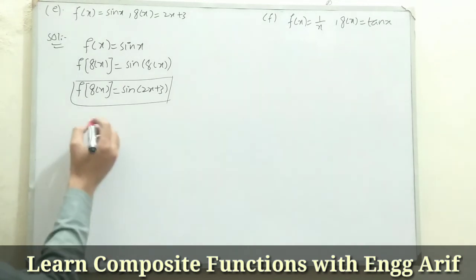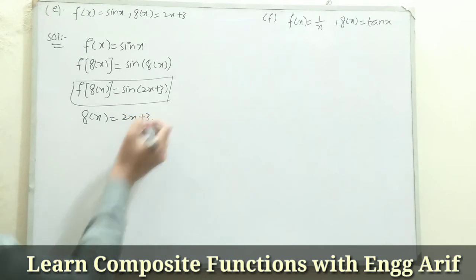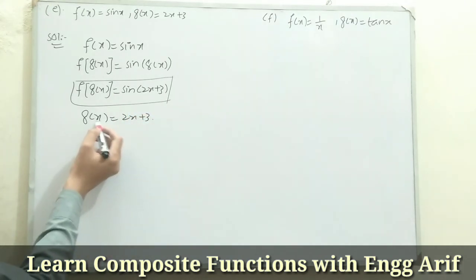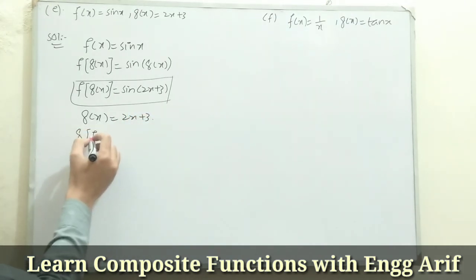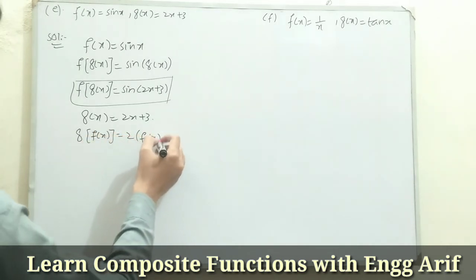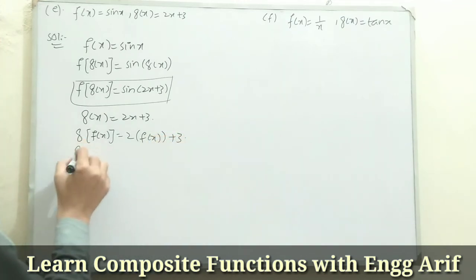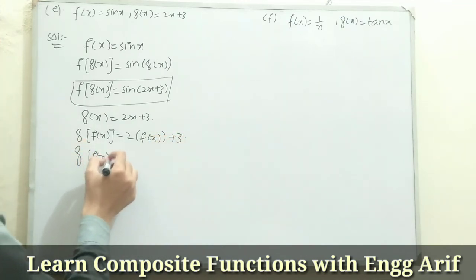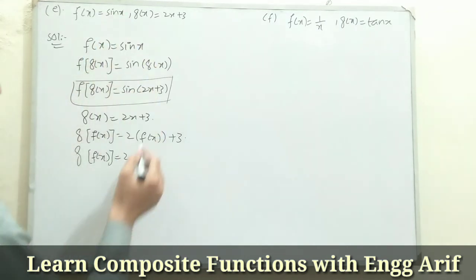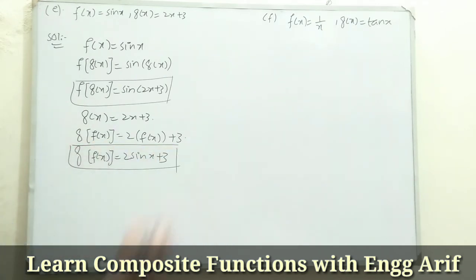So for g of f of x I will take g of x, which is equal to 2x plus 3. Now after this replace x with f of x, so it becomes g of f of x is equal to 2 times f of x, and here is plus 3. So g of f of x will be equal to 2 times f of x, where f of x is equal to sine x. So put sine x over here, it becomes 2 sine x plus 3. So this is the result for g of f of x.